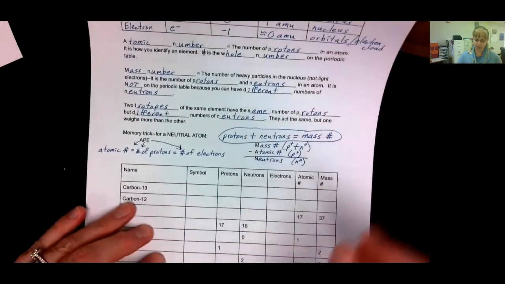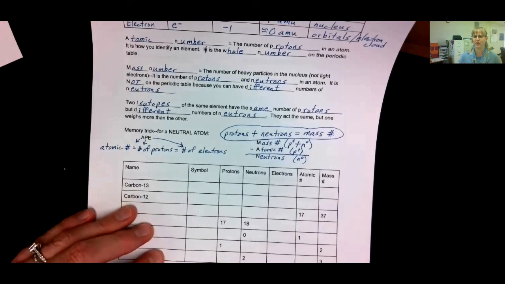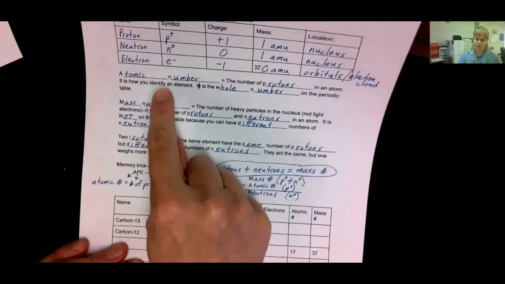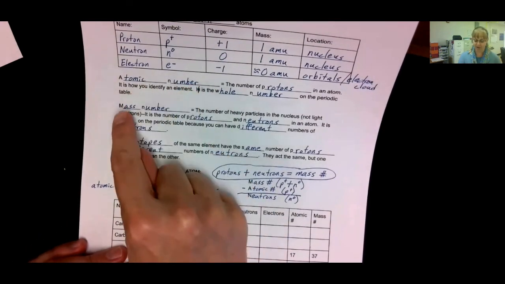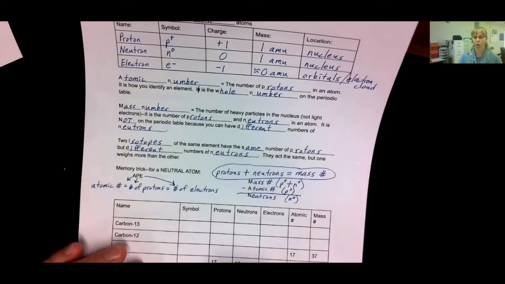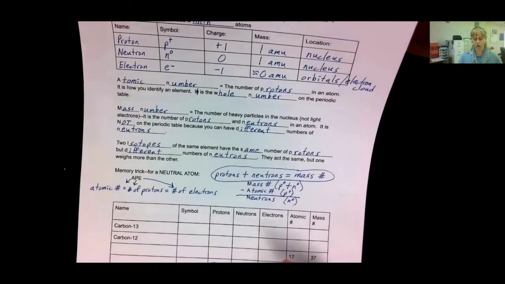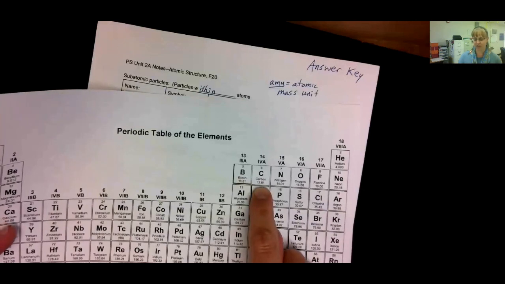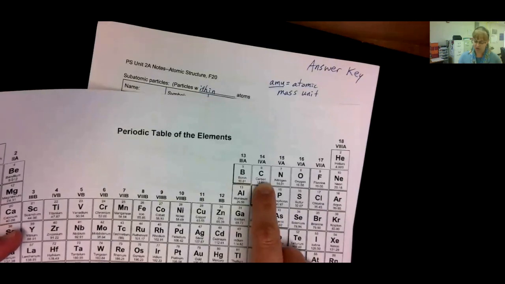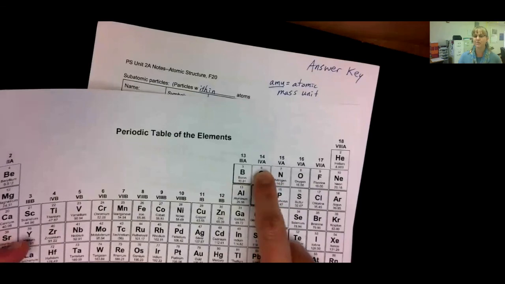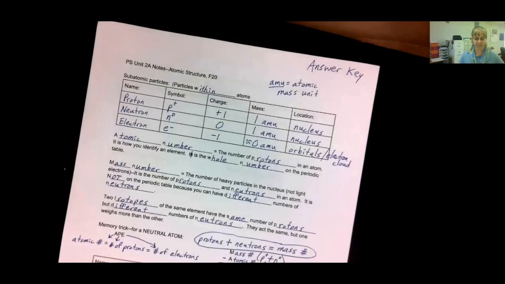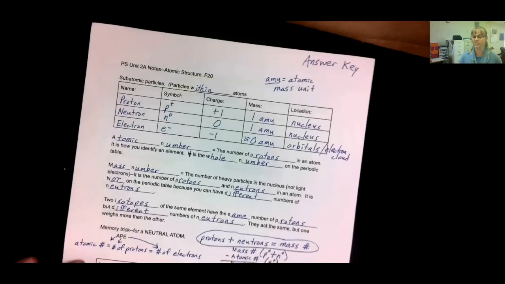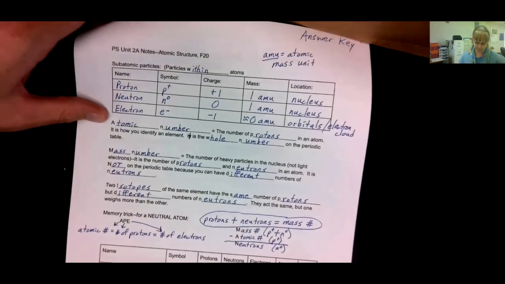All right, so it would be nice to have a memory trick for knowing how to remember all this stuff. Well, first of all, atomic number and mass number are both whole numbers. So right now, we are not dealing with the decimal number on the periodic table. We'll deal with that later. Right now, we're only dealing with the atomic number, which is the whole number. And like I said, we are dealing with the mass number, which is not on the periodic table.